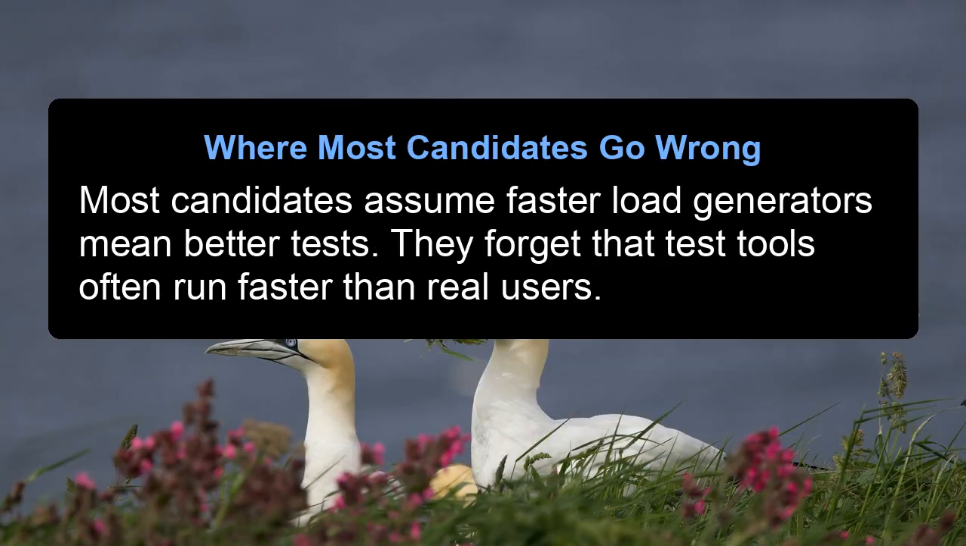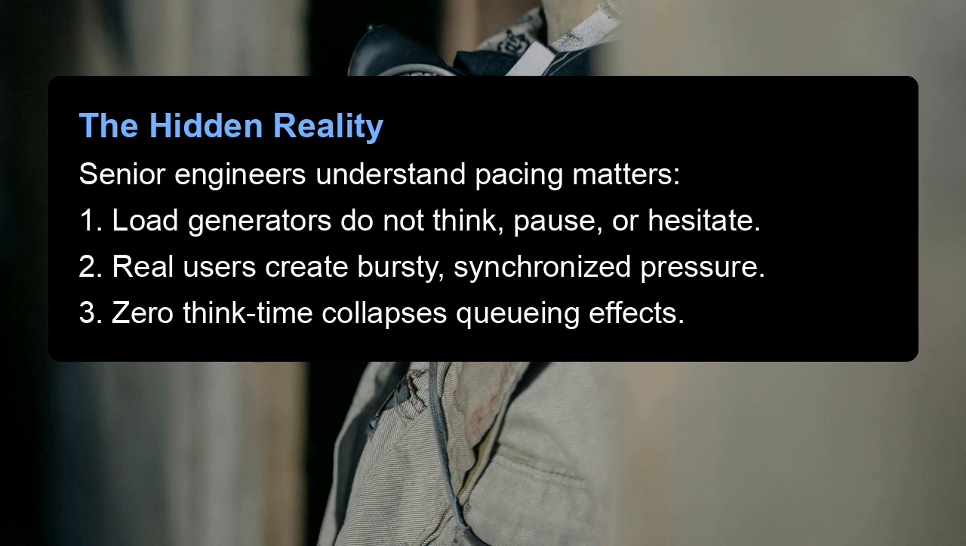Where most candidates go wrong. Most candidates assume faster load generators mean better tests. They forget that test tools often run faster than real users. The hidden reality: Senior engineers understand pacing matters. One, load generators do not think, pause, or hesitate. Two, real users create bursty, synchronized pressure. Three, zero think time collapses queuing effects.